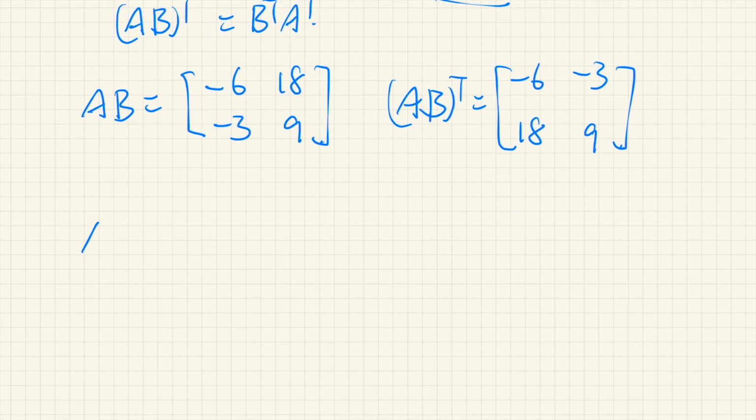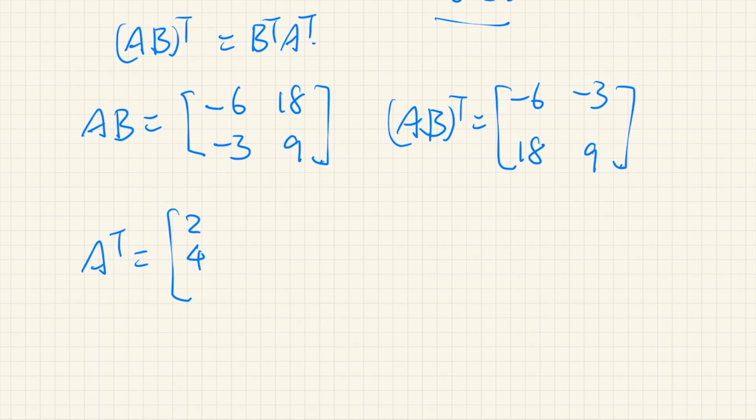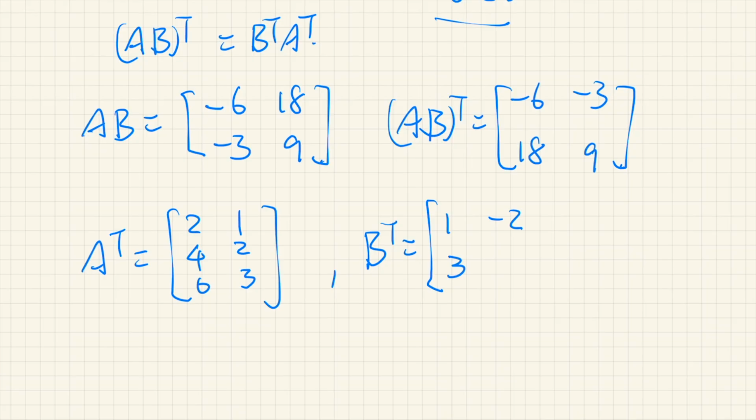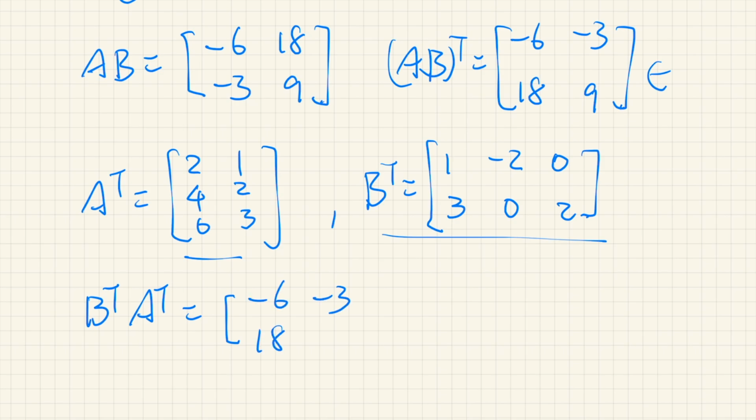Now, A transpose is 2, 4, 6, 1, 2, 3, and B transpose is a 2 by 3 matrix. So 1, 3, negative 2, 0, 0, 2. So B transpose A transpose is this times this, which should be equal to, actually we already know the answer. If you calculate it, you should get negative 6, negative 3, 18, 9.